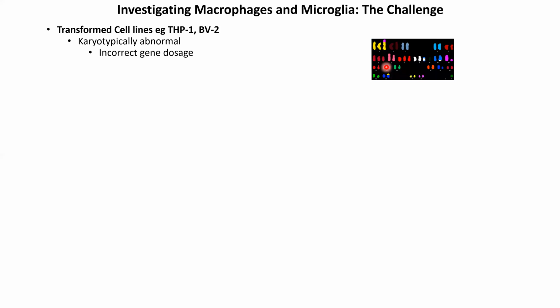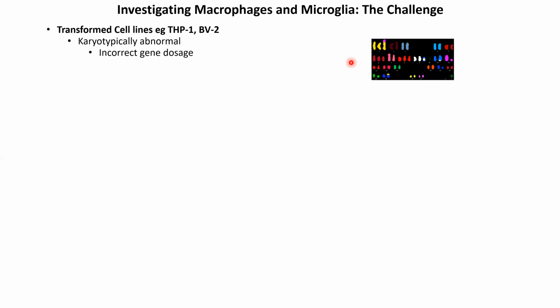So, why bother with iPS macrophages and microglia? Well, there are many reasons. Existing cellular models include transformed cell lines such as THP1 and BV2. However, they're karyotypically abnormal. You can see from this karyogram of THP1 cells that it has several trisomies, and this is clearly not an appropriate model for modeling diseases where gene dosage is really, really important.